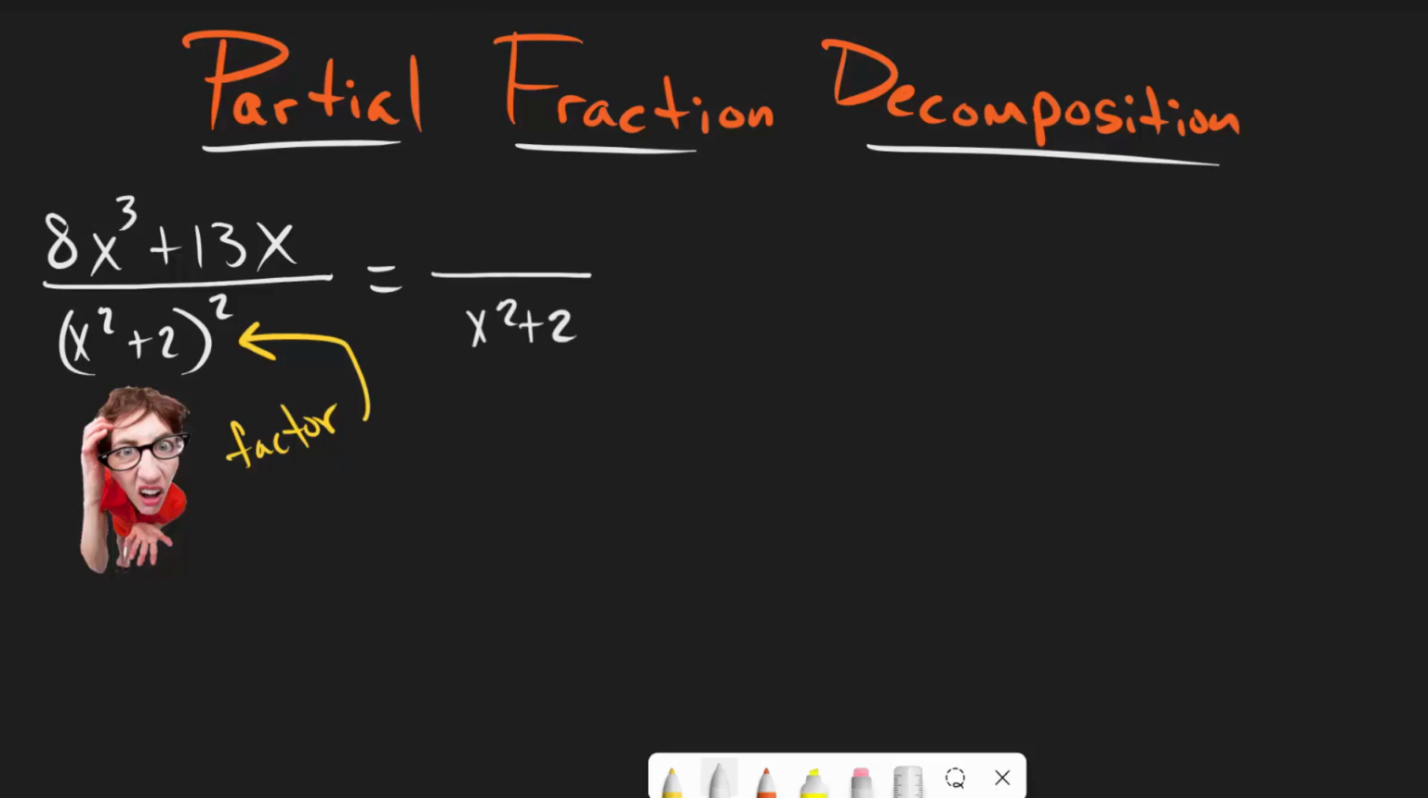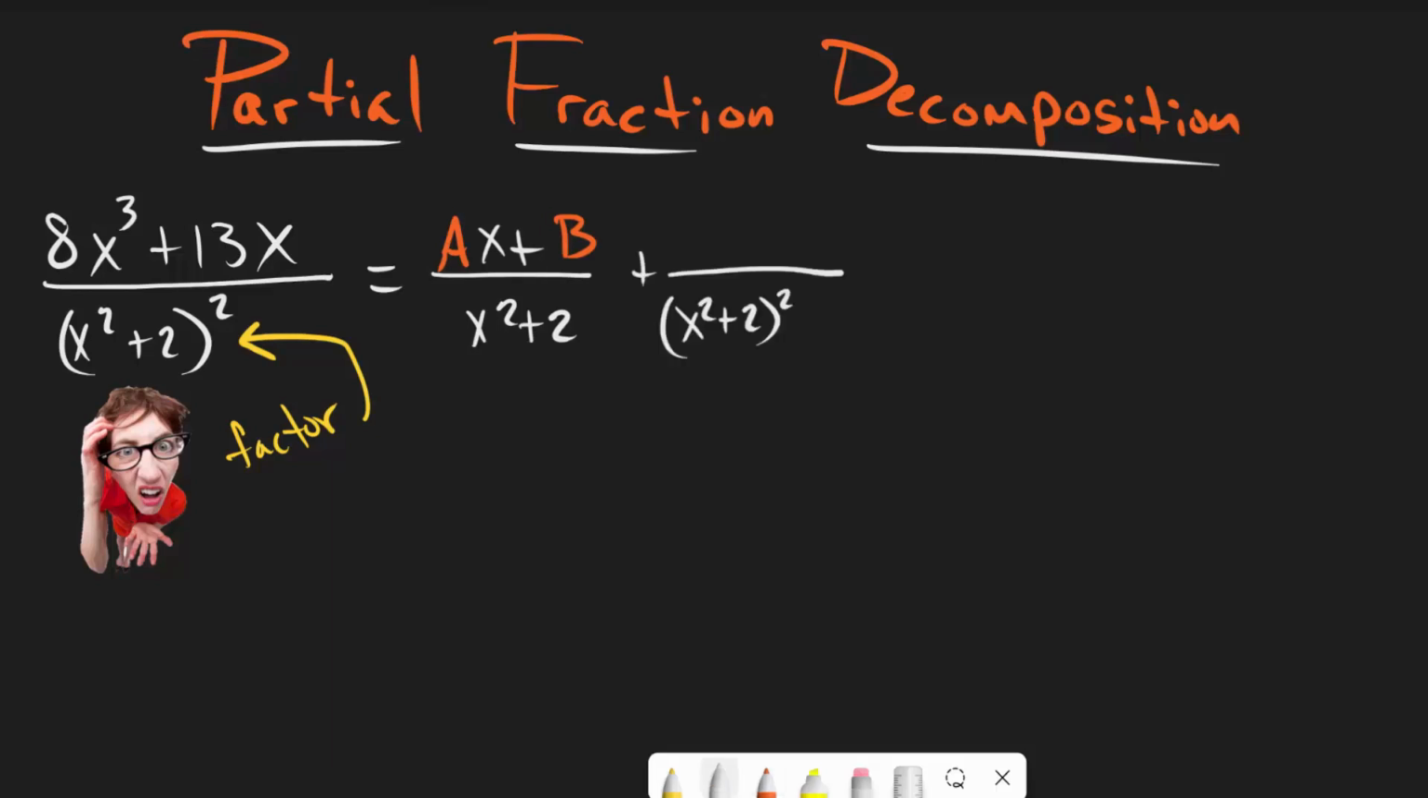So for the first fraction, you put the quadratic factor, x squared plus 2, to the first power. Since it's the first power, we do not need parentheses. And then, like we did on the previous problem, since the denominator is quadratic, the numerator has to be linear. So ax plus b. Okay, now what about the second fraction? Because we need another one, right?